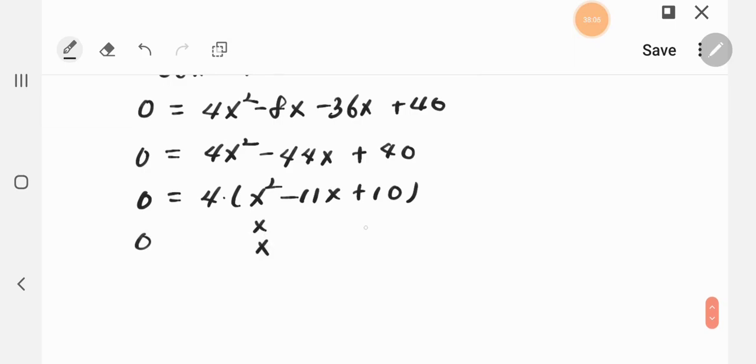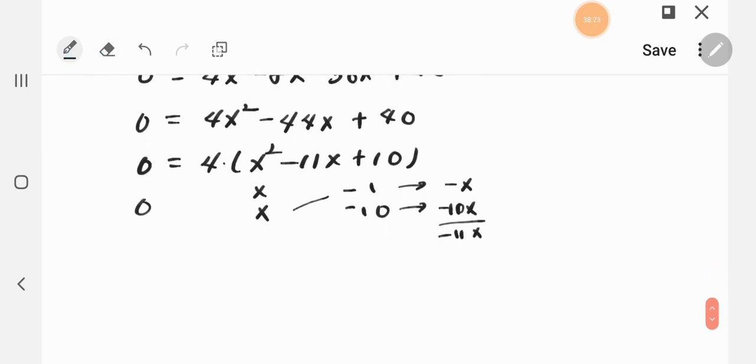Then this is x times x. 10 is 1 times 10, and both negative makes positive 10. Then the sum will be negative x, negative 10x, so negative 11x, sorry. So that's negative 11x. Okay, that's the same as the second term. So the equation is 0 is equal to 4 times (x minus 1) and (x minus 10).